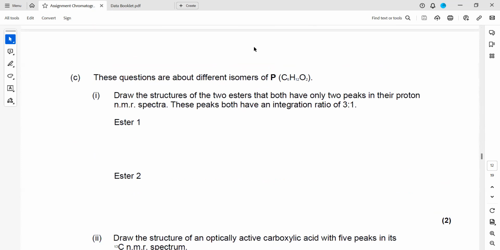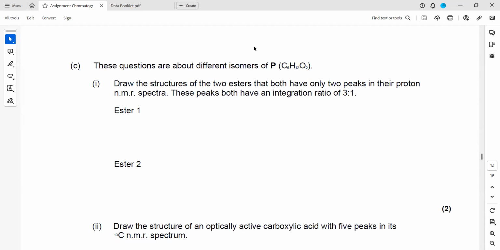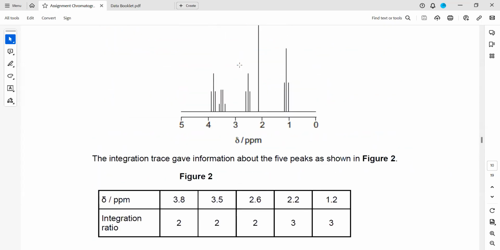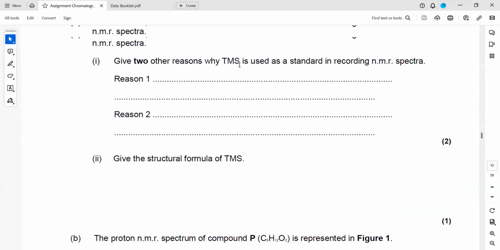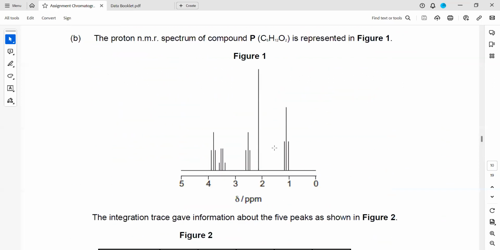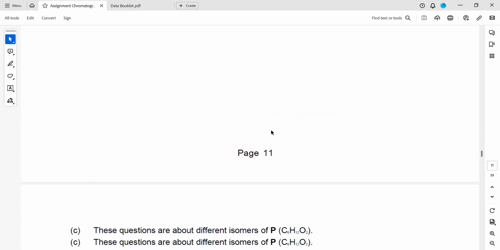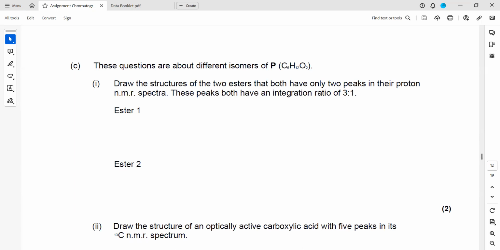These questions are about different isomers of C6H12O2. Draw the structure of two esters that both have only one peak in their proton NMR, and these peaks have the ratio 3:1. So this was question 6 continuation, and the doubt started from part C basically. So we have to draw the two esters.